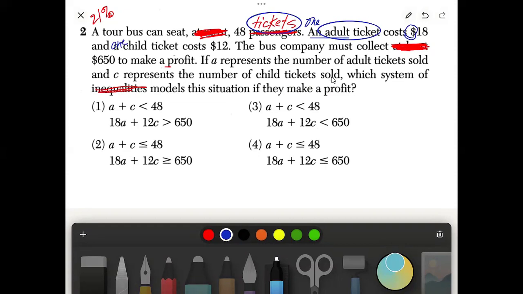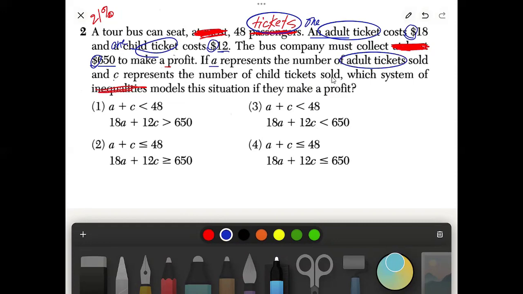And so the unit would be tickets or children's tickets. And then we got the children's tickets cost $12. So for this number, the unit of measurement for the 12 is dollars. And then what else do we have? It says the bus must collect $650 to make a profit. So this number, what's the unit? It's dollars. And then let's look at the variables. The variable is A. What's the unit of measurement? It's adult tickets or tickets.